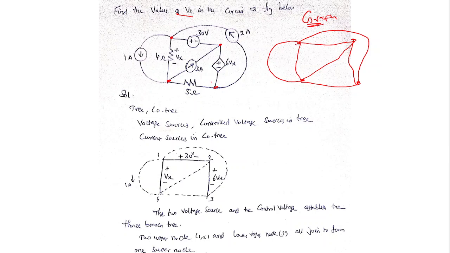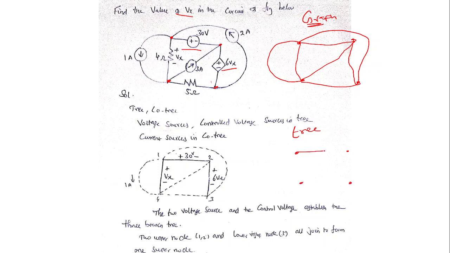So I need to draw the tree. While drawing the tree, I need to draw the line segments, and I need to make sure all the voltage sources available in the circuit are in the tree, and all the current sources available in the circuit are in the co-tree. That is the rule for drawing the tree. So for drawing the tree, I need to consider all the 4 nodes. All the 4 nodes are considered.